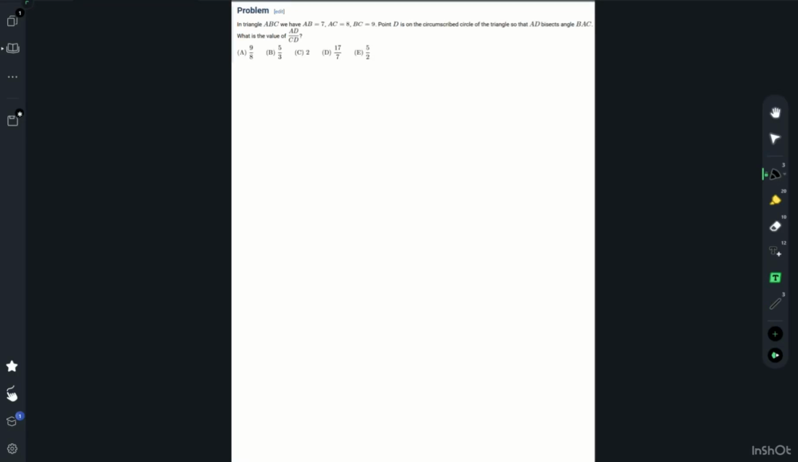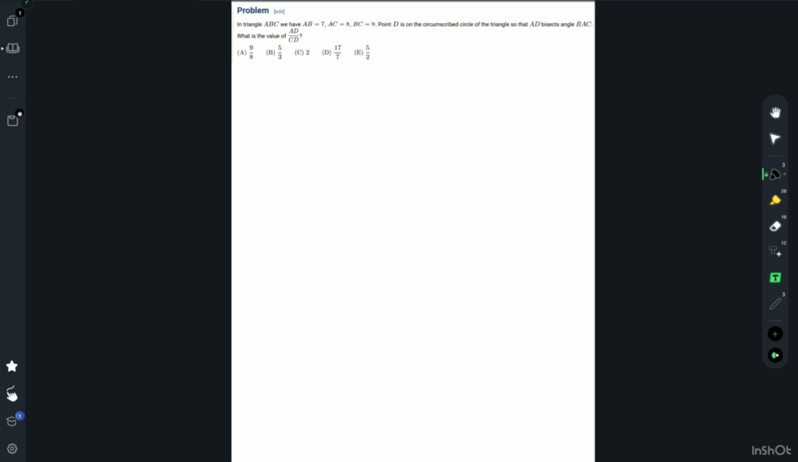Hi guys, so we'll be doing the AMC 10B from 2004, problem 24. The question is, in triangle ABC, we have AB equals 7, AC equals 8, and BC equals 9. Point D is on the circumscribed circle of the triangle so that AD bisects angle BAC. What is the value of AD over CD?